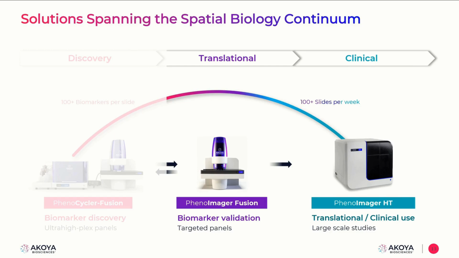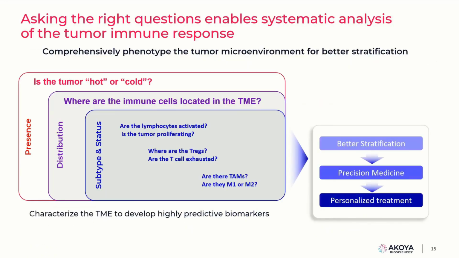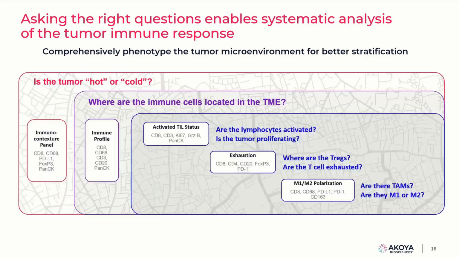In today's talk, we'll focus on a scalable workflow for data analysis for Imager HT, but when we are running up to 100 slides per week, the marker selection also plays a key role. For example, one would perhaps like to study the tumor microenvironment for better stratification by looking at whether the tumor is hot or cold, or where the immune cells are located, and if the lymphocytes are activated, and so on. We offer solutions to answer these questions in the form of targeted panels.